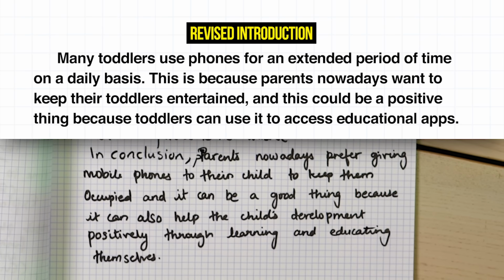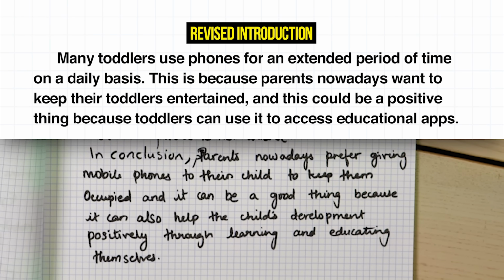I know it's difficult to have to paraphrase so many times, but to get a band 9, we need to do band 9 things. Again, if you don't know how to do that, imagine you're talking to me. How would you say this while speaking to me? Parents nowadays prefer giving mobile phones to their child to keep them occupied, and it can be a good thing because it can also help the child's development positively through learning and educating themselves.